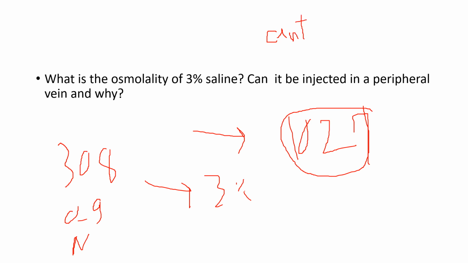ليه؟ لأن peripheral vein tolerate ما بين 600 إلى ماكسيمم 800 ملي اوسمول بير كيج. أكتر من كده peripheral vein هيحصل له إيه؟ to be damaged.